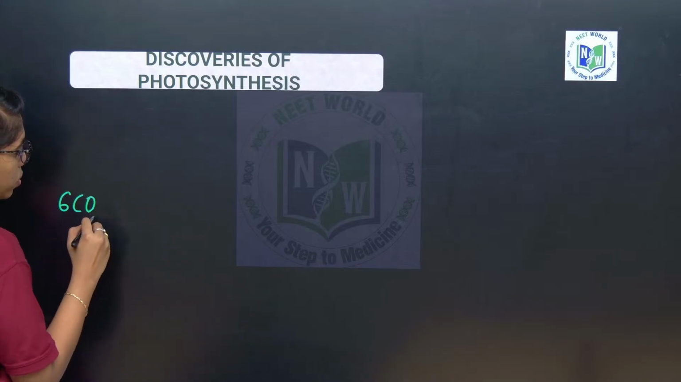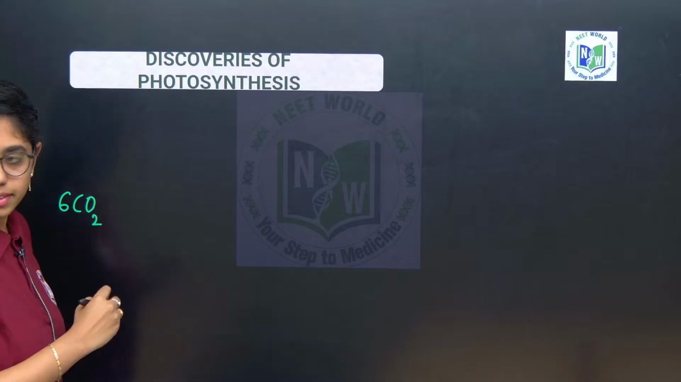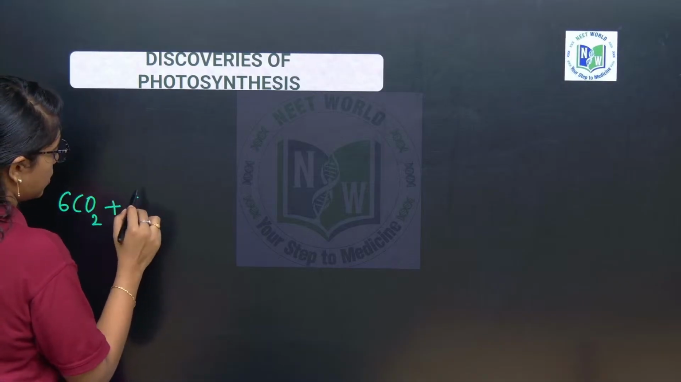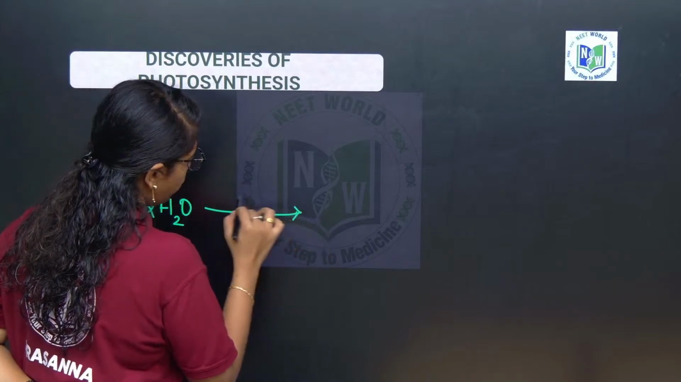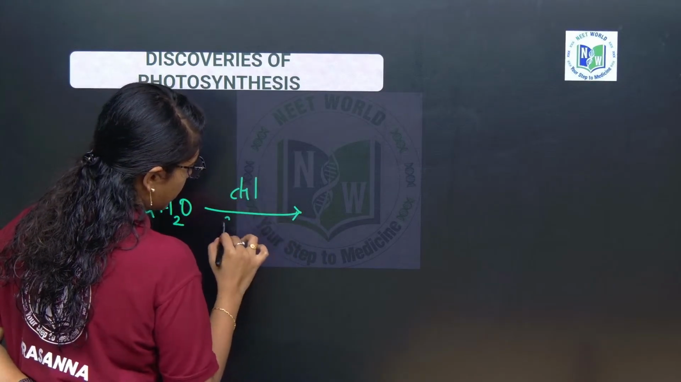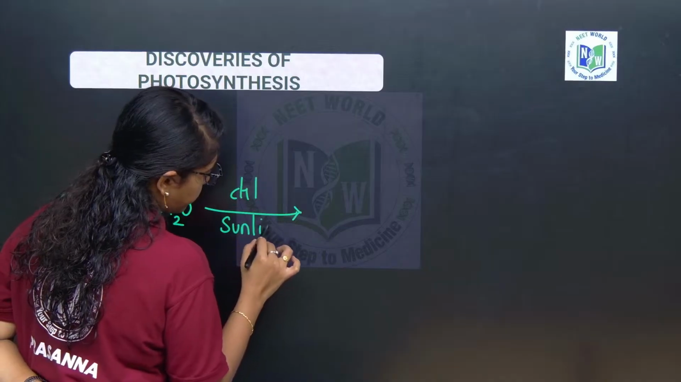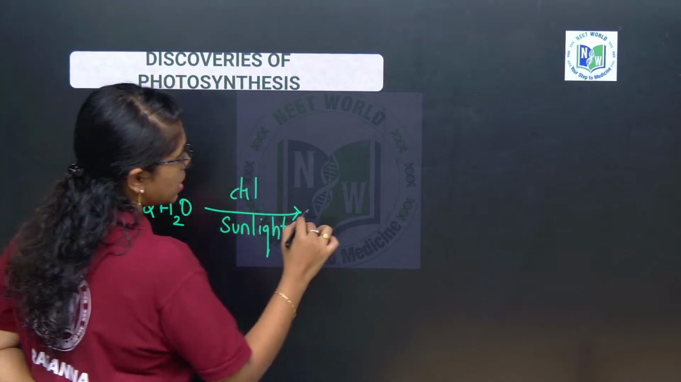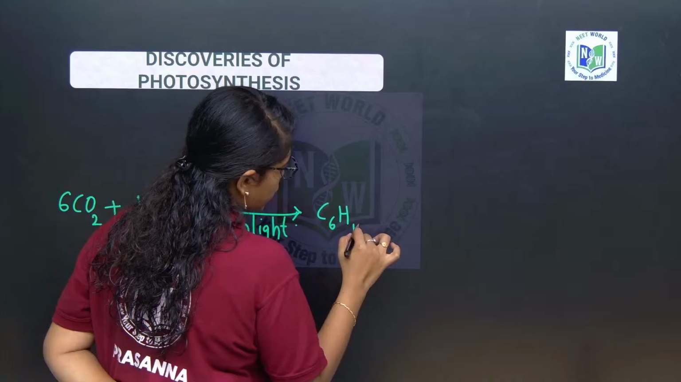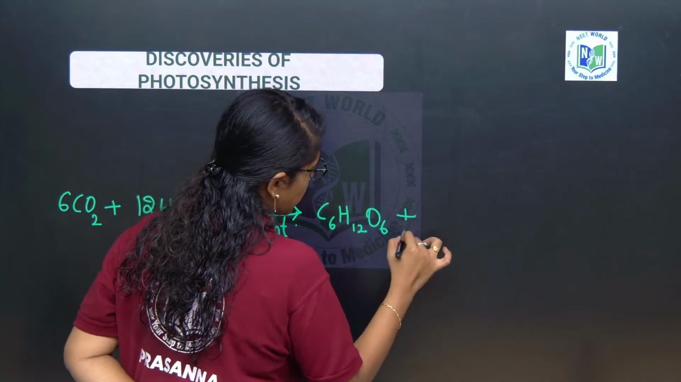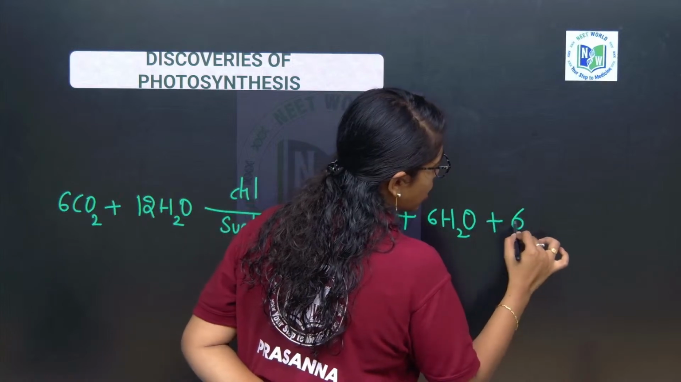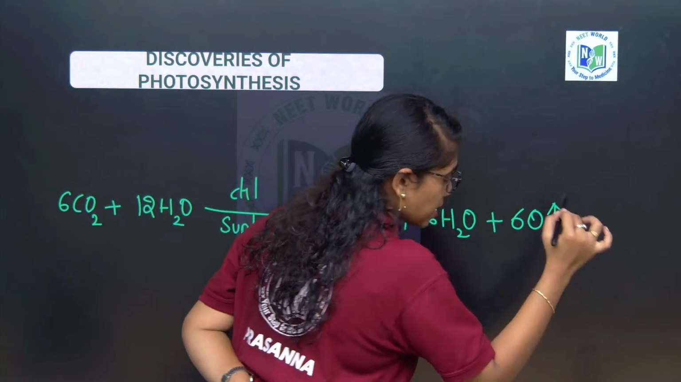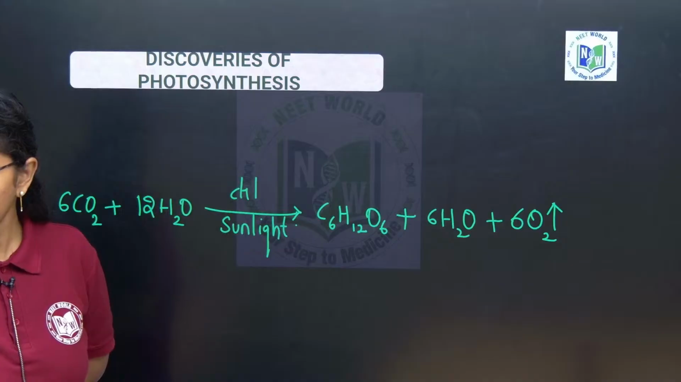6 CO2 plus 12 H2O in the presence of chlorophyll and sunlight gives C6H12O6 plus 6 H2O, and oxygen is liberated as a byproduct. The standard equation we all know, right?